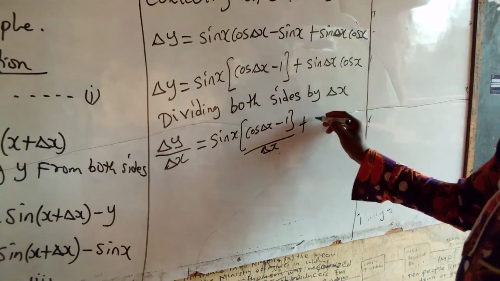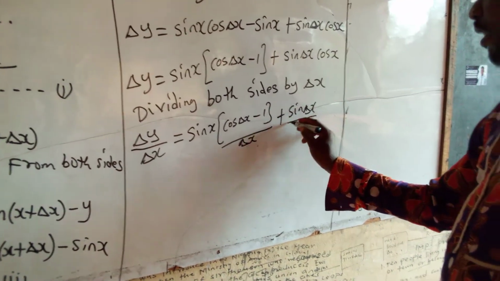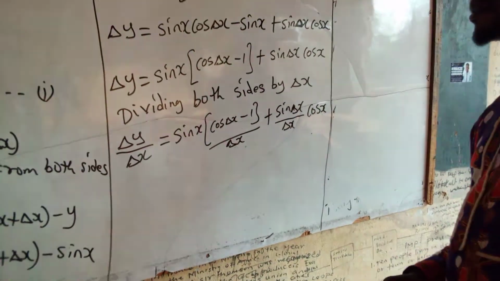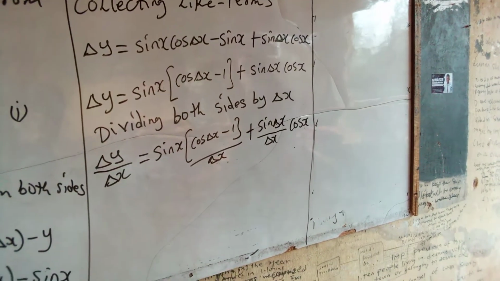Plus, if I come here, I'll say sine changing s, I'll divide this by changing s. I also have cos s. The next step is what? We are going to take the limit of both sides.